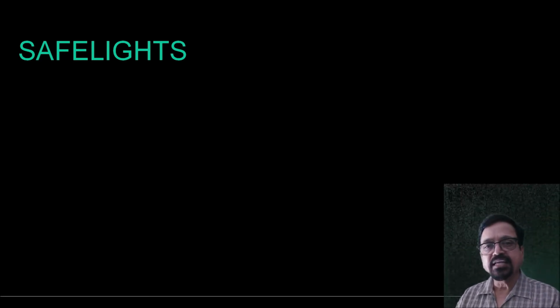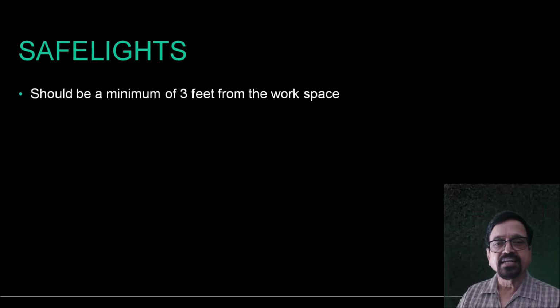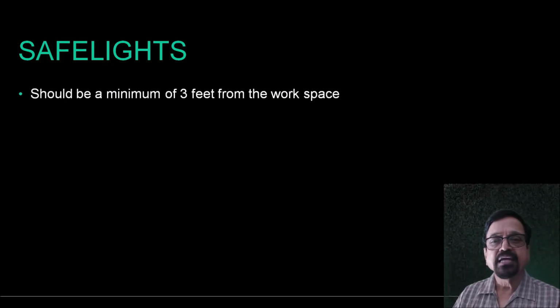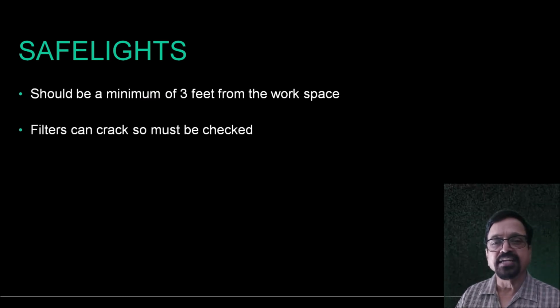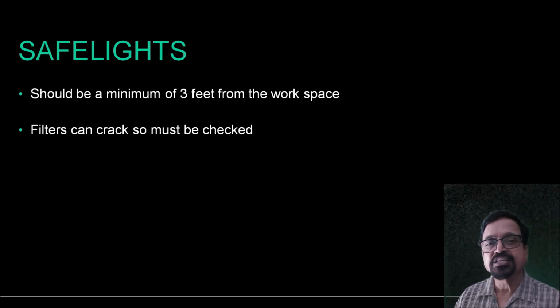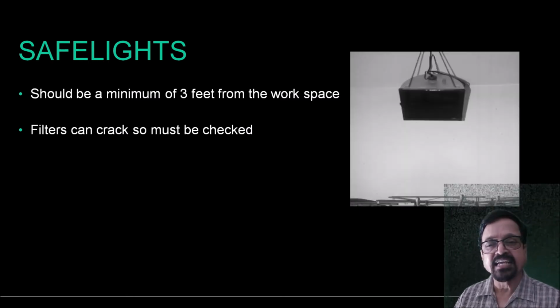Now let us continue with the further safe light. Then it should be minimum of 3 feet from the working space. I told you it should not be less than 3 feet, means it has to be more than 3 feet. Then filters can crack, so must be checked. A time to time visual inspection as well as inspection with the help of the techniques which I am going to tell you later on has to be performed to know that safe light is really safe.